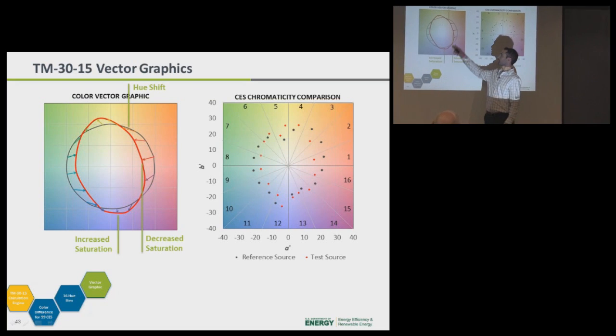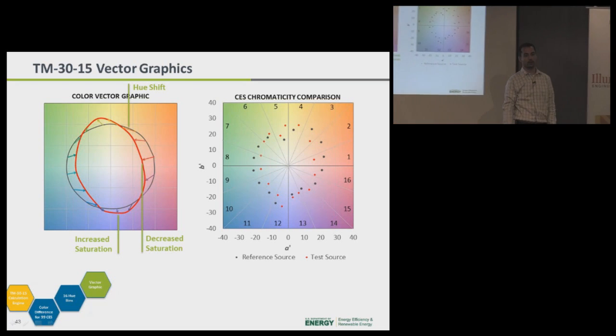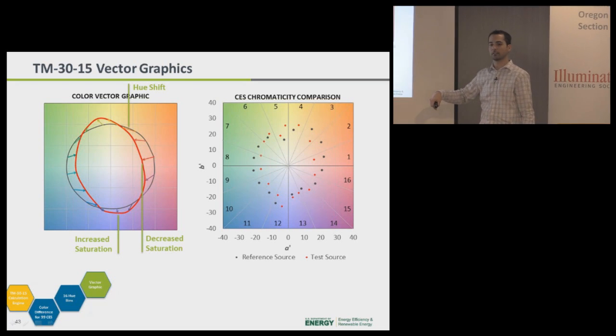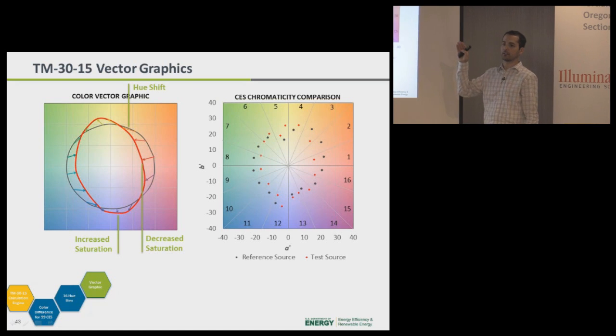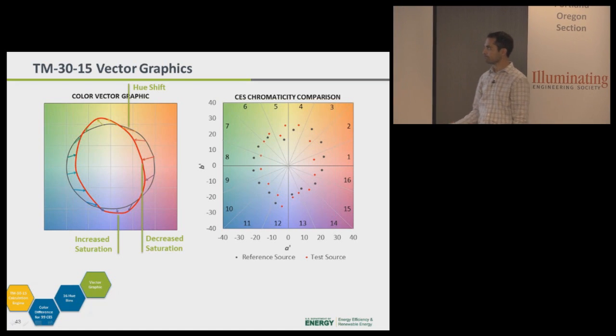So it'll show me that here, anytime I'm moving in, that's a decrease in saturation in that hue area. If I'm moving out, that's an increase in saturation. And if I'm shifting along that circle, it's a hue shift. So I think this is one of the most interesting things in TM30, because it allows a very quick visual representation of what's going on with this source. So this one, for example, is saturating some of the yellows and blues, and really desaturating reds and greens. And I can get that instantly just from this graphic.